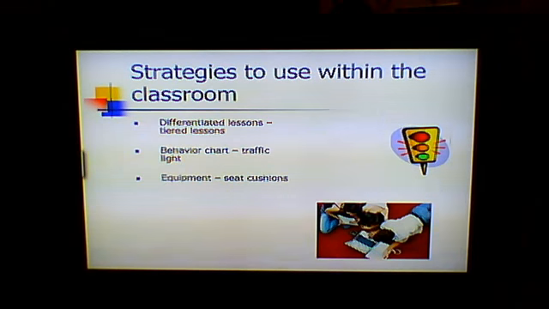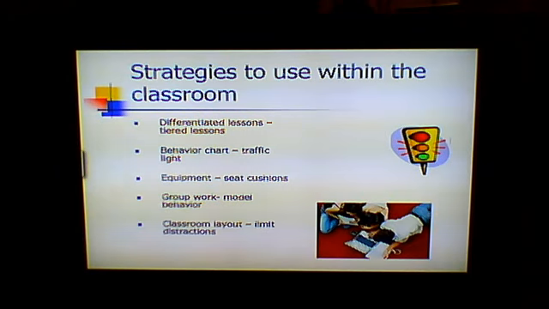Equipment can also be used within the classroom. Such equipment as seat cushions can help those with hyperactivity, as their need to move will be fulfilled. Working in groups can help those with ADHD see what model behavior looks like. It can also increase social skills.